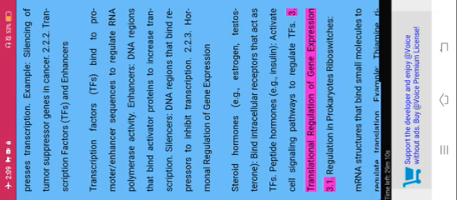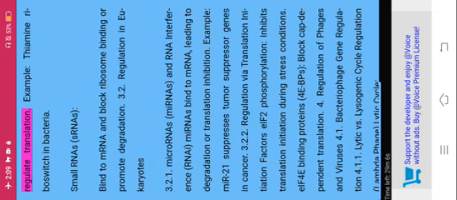3. Translational regulation of gene expression. 3.1. Regulation in prokaryotes: riboswitches. mRNA structures that bind small molecules to regulate translation. Example: thiamine riboswitch in bacteria.